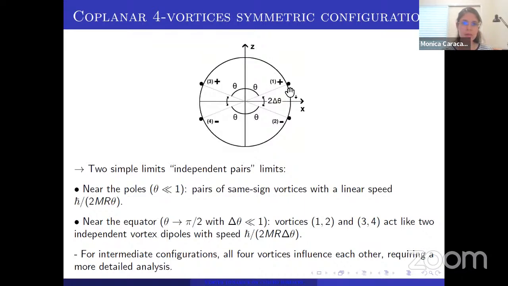Another situation is when you put the minus sign and plus sign very close to each other at the equator. Then you get two independent dipoles that also make this precession in the same sense, parallel to the equator. Limit case.